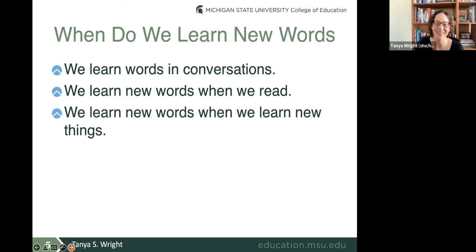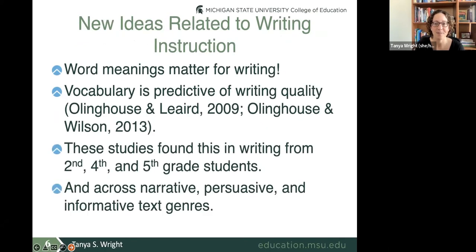So hopefully all of that sounds familiar, and these are the kinds of things you've been talking about with the teachers that you're working with. Now we can move on to talking about something that I've never had the opportunity to discuss in all the years of our Literacy Coaching Network, which is thinking about vocabulary specifically for writing instruction. So some new ideas related to writing instruction that we haven't had the opportunity to discuss before.